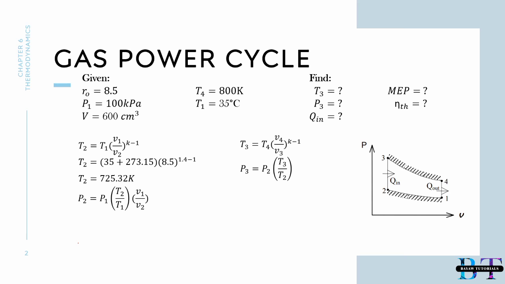P sub 1 multiplied by T sub 2 divided by T sub 1, and our V sub 1 all over V sub 2. And we'll have 100 kilopascals multiplied by 725.32 Kelvin all over 308 Kelvin multiplied by our compression ratio, or V sub 1 over V sub 2. And we'll have our P sub 2 at 2001.7 kilopascals. Now that we have our values, we can solve for our highest pressure and our highest temperature.